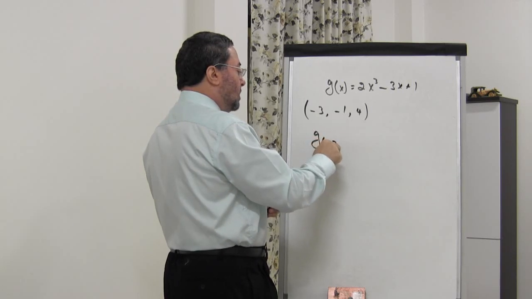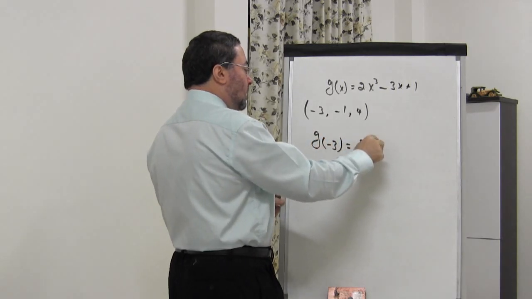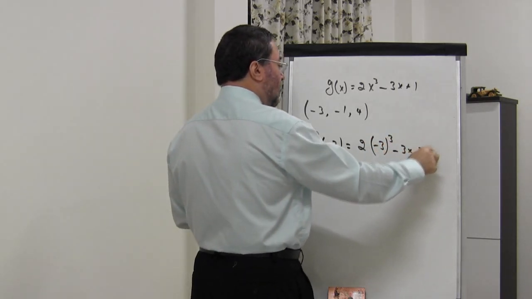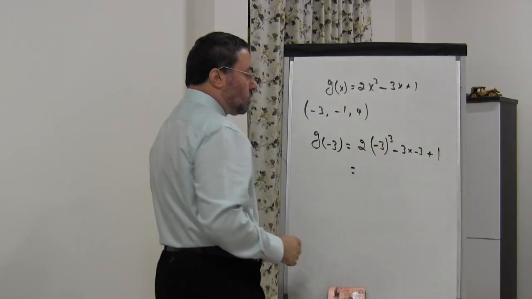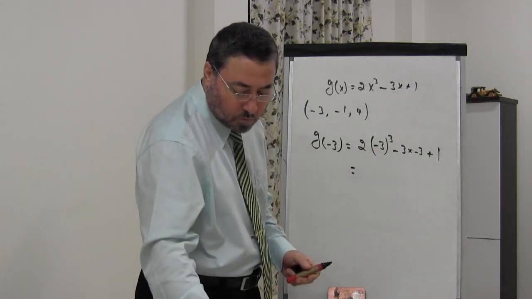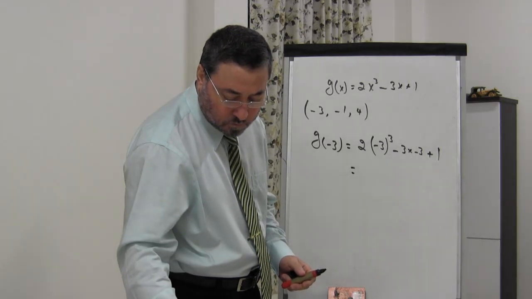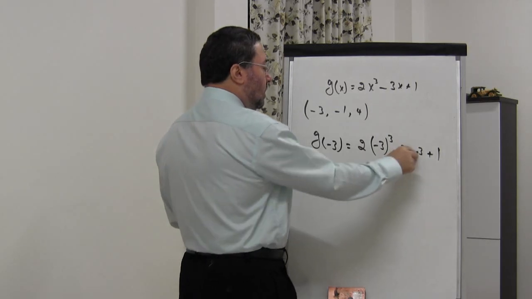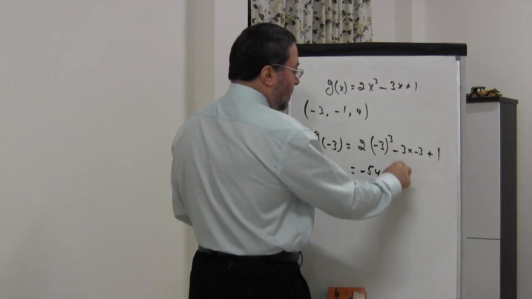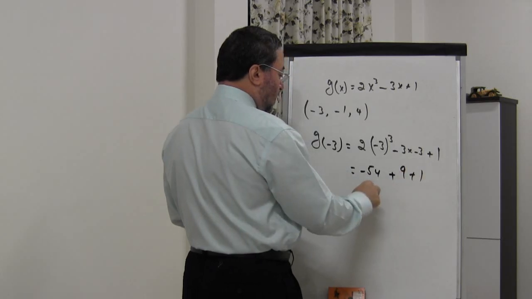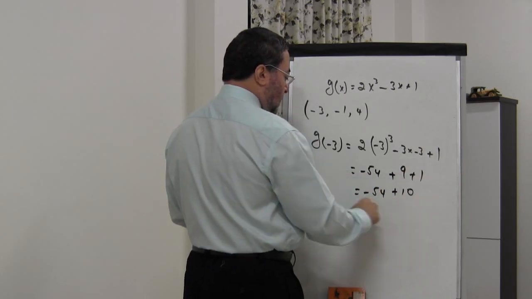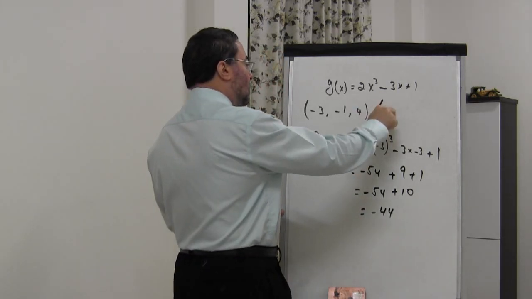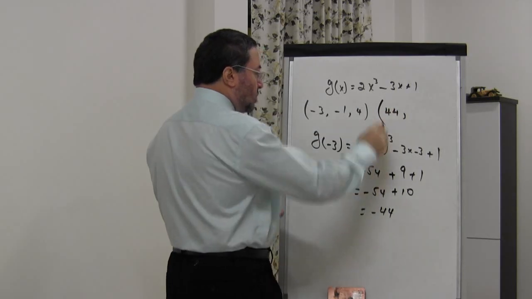So g of minus 3 will be 2 times minus 3 cubed, minus 3 times minus 3, and plus 1. This is 27 minus 27 times 2, and that's 54, so we get minus 54. Here that gives us plus 9 and plus 1, so we get minus 54 plus 10, and that's minus 44. So the first number in the range is minus 44.